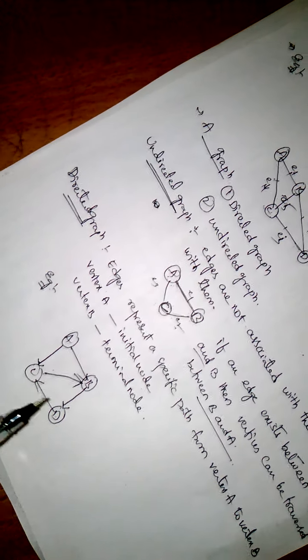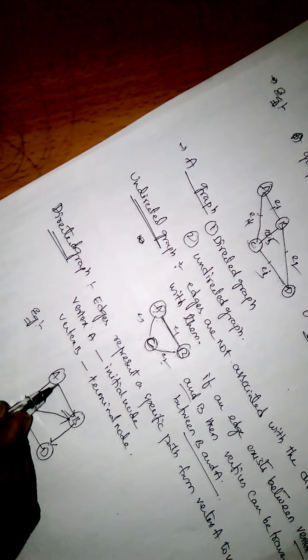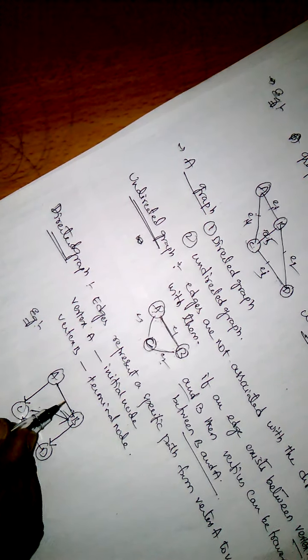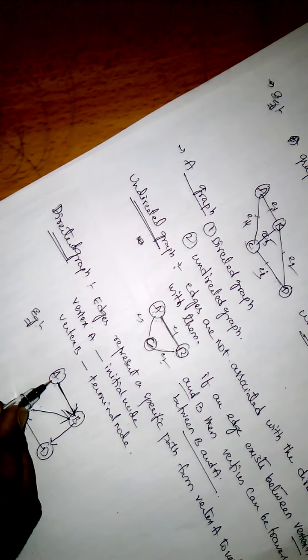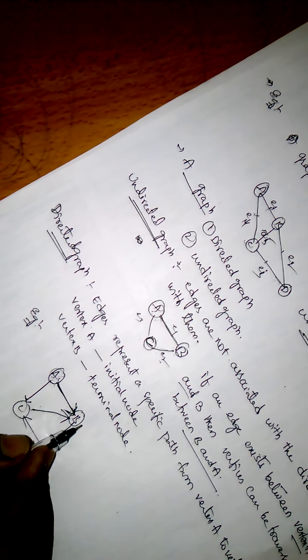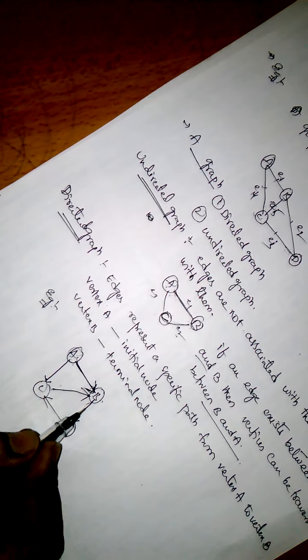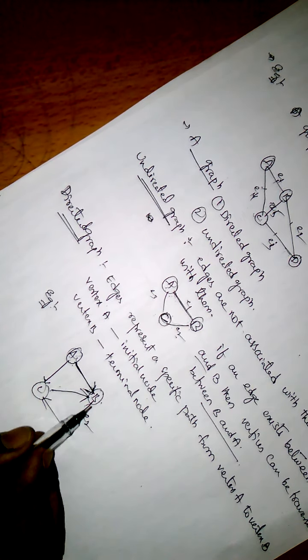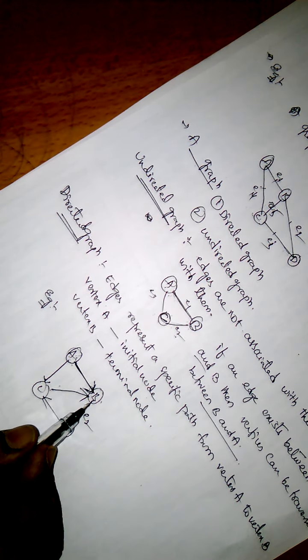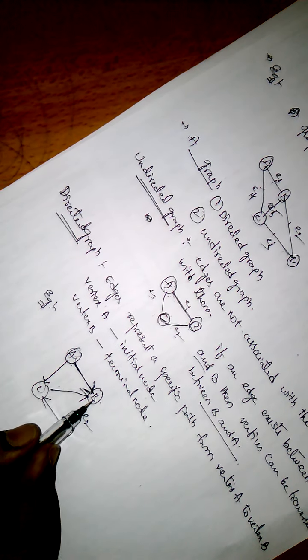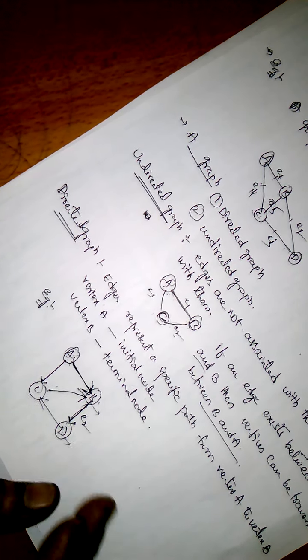Now these are the two vertices A and B, and there is an edge directed from A to B. So A is called the initial node and B is called the terminal node. Similarly, if there is an edge from B to D, then B is called the initial node and D is called the terminal node. This is called a directed graph. So graphs can be represented in two ways, either as an undirected or a directed graph.